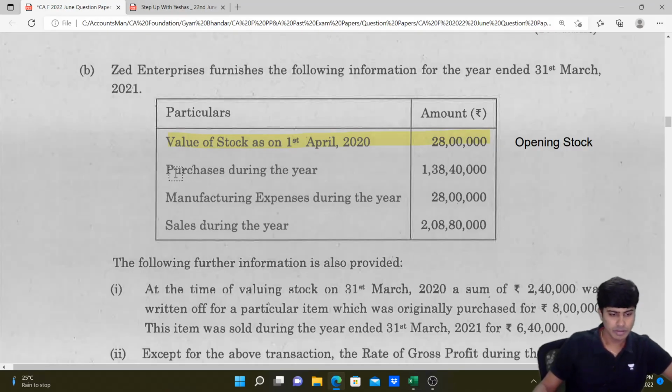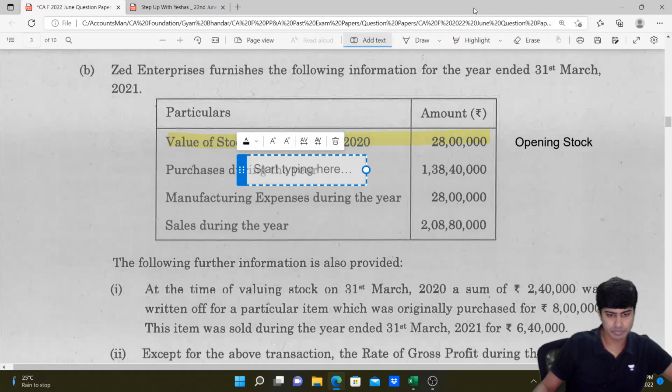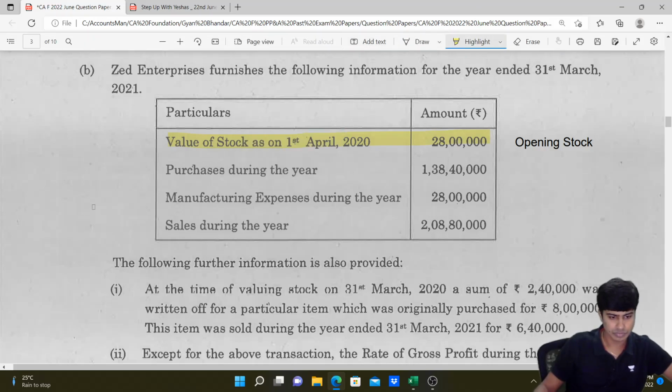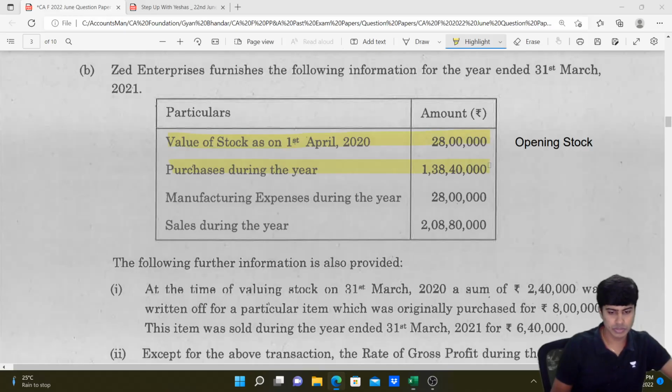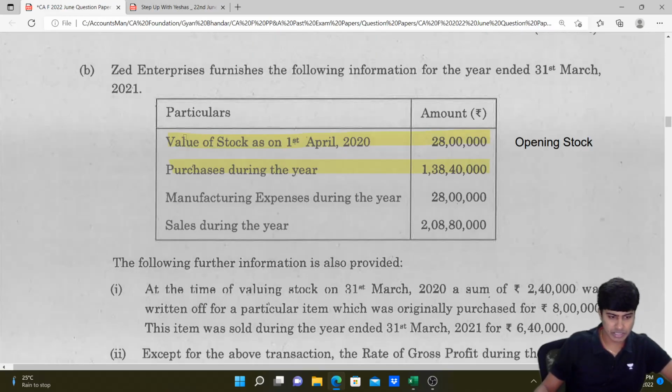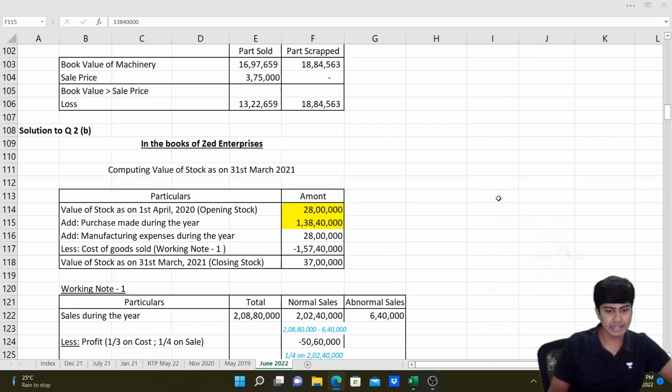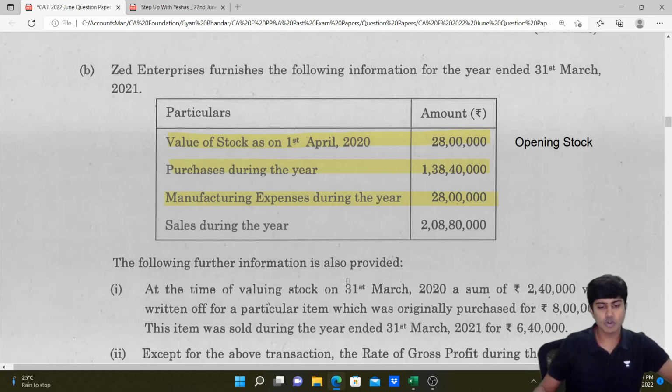Then what do we have? We have purchases of 1 crore 38 lakh 40,000. Let me write that, purchases 1 crore 38 lakh 40,000. Then we have manufacturing expenses. How much? 28 lakh. Let me write that, manufacturing expenses 28 lakh. Then we have cost of goods sold.